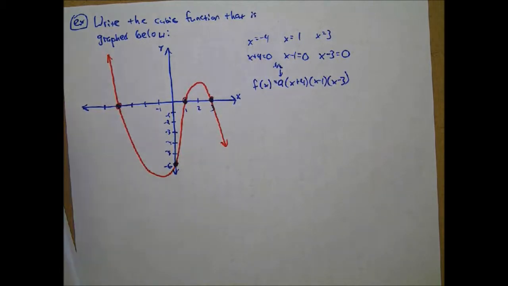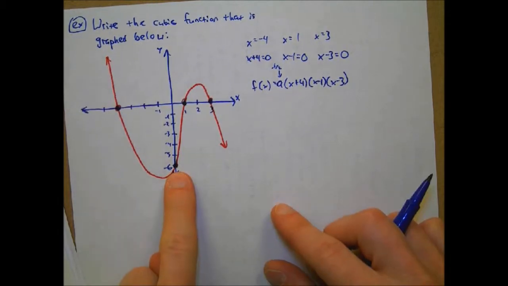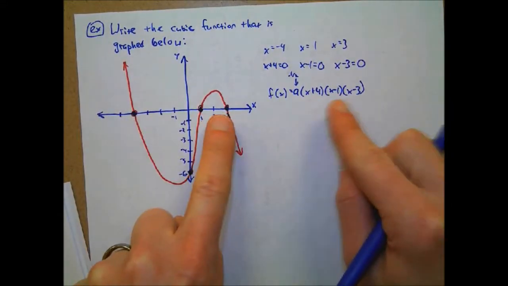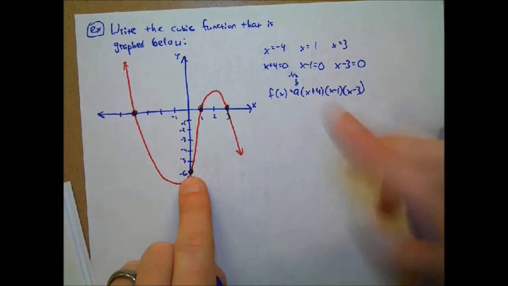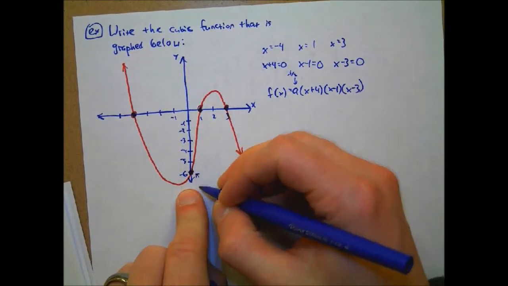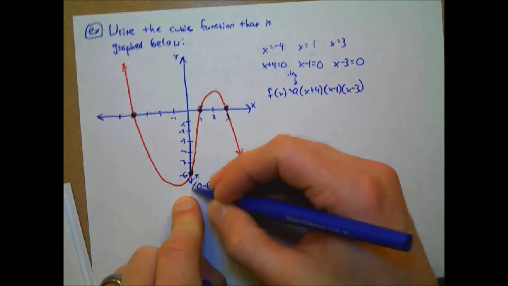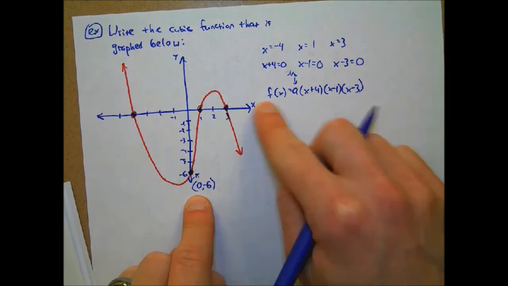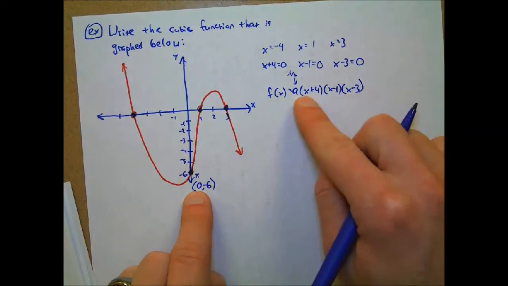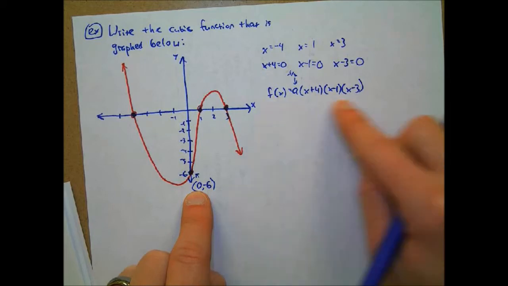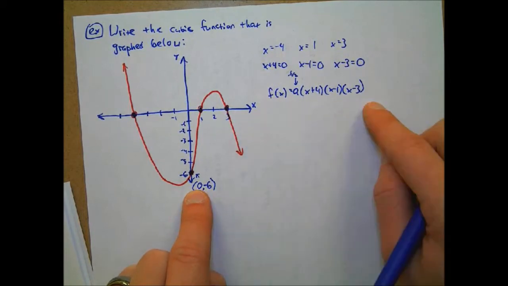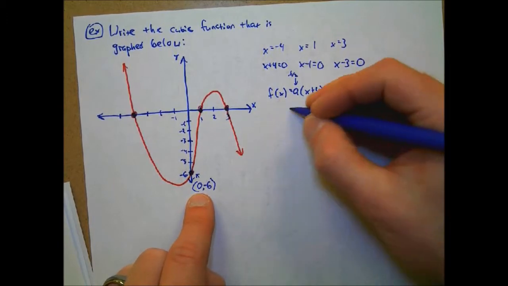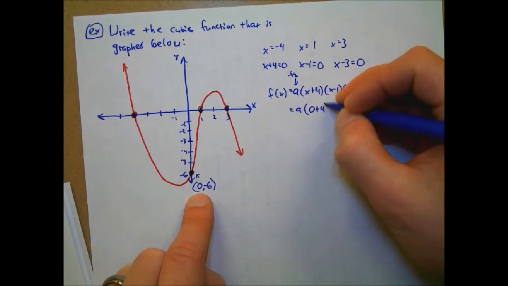And then we're going to plug in this other point, the y-intercept. We already have the zeros taken care of. So this is the coordinate 0, negative 6. The 0 would go in for what variable? X. It's an x coordinate, right? So we'll have A times 0 plus 4, 0 minus 1, 0 minus 3.